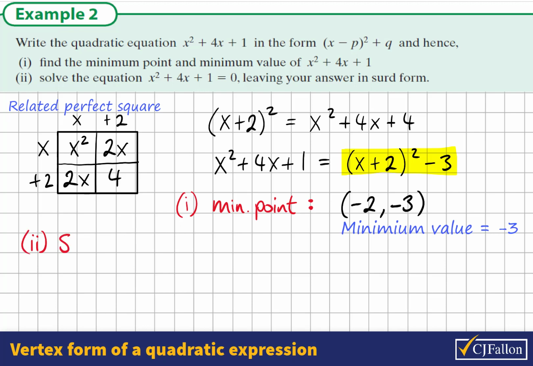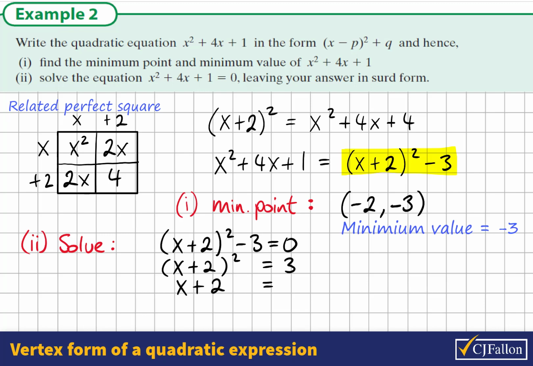The final part of the question is asking us to solve the equation. We could use the quadratic formula to do this. However, it's easy to use the complete square form that we have here already. So we know that (x plus 2) squared minus 3 is equal to 0. If we add 3 to both sides, that will give us that (x plus 2) squared is equal to 3. Now, if we square root each side, we see that x plus 2 is equal to positive or negative the square root of 3. Be careful about that.